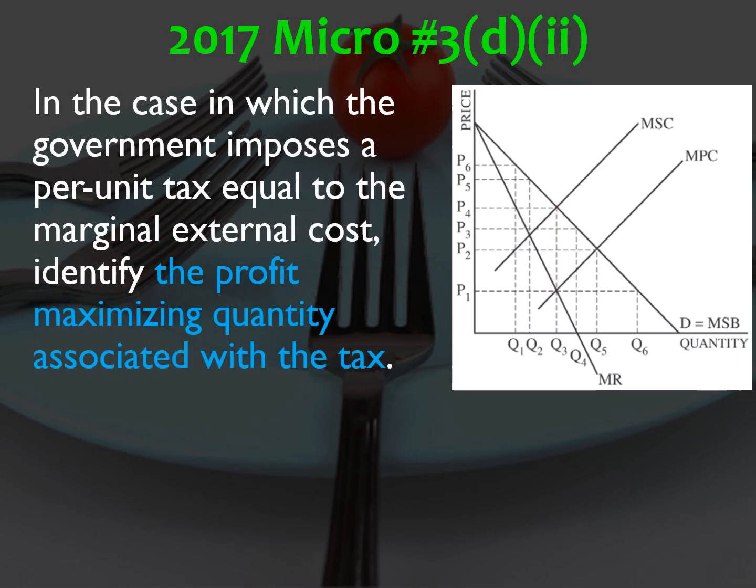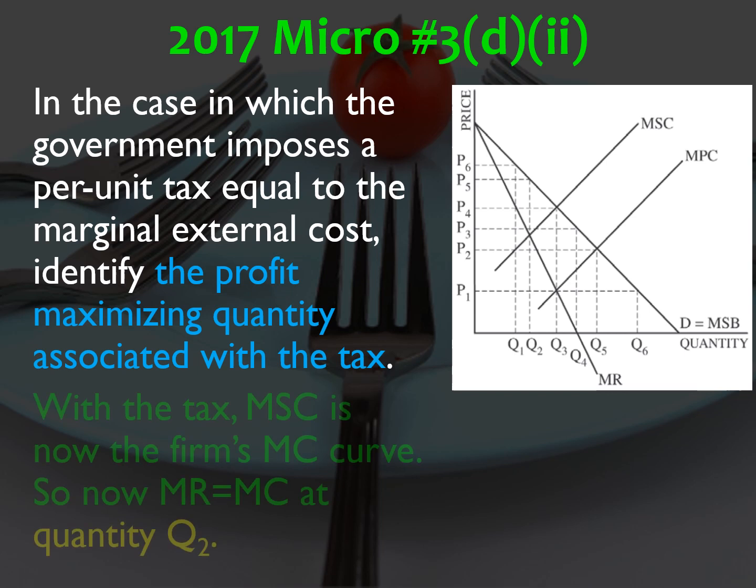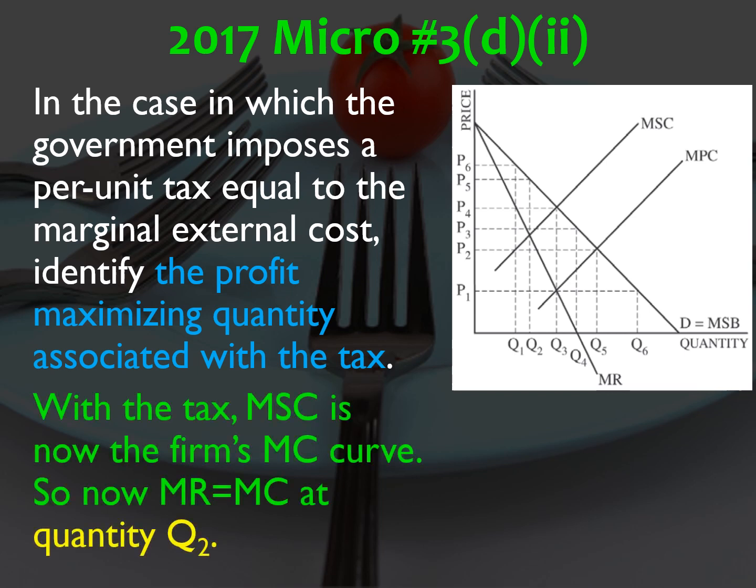D2, what is the profit maximizing quantity associated with the tax? So now MSC is going to equal MC. It's now the firm's MC curve. So now MR equals MC at Q2. So now notice with the tax, monopoly produces less. That's the idea of a tax. It reduces output even more.